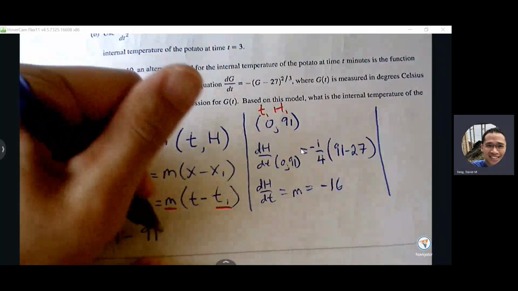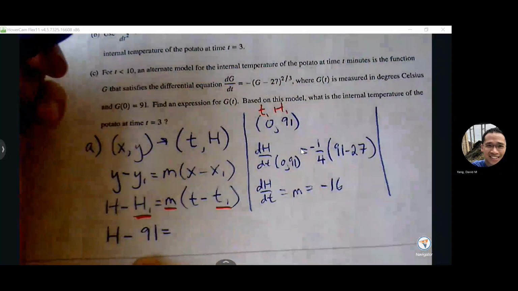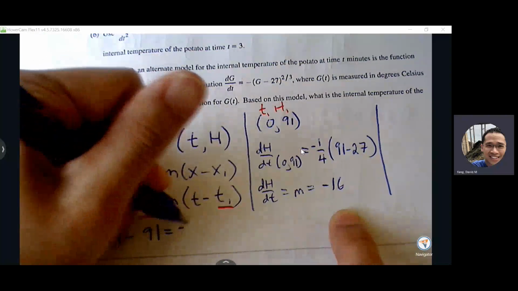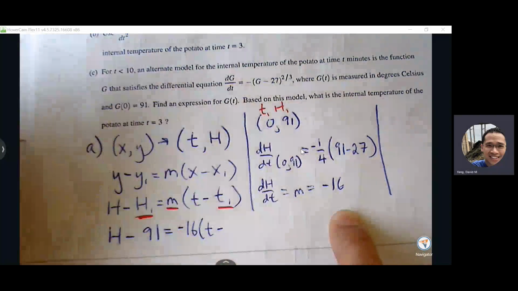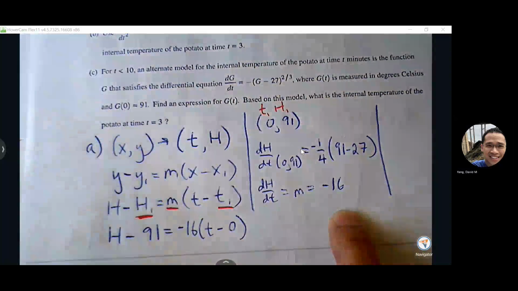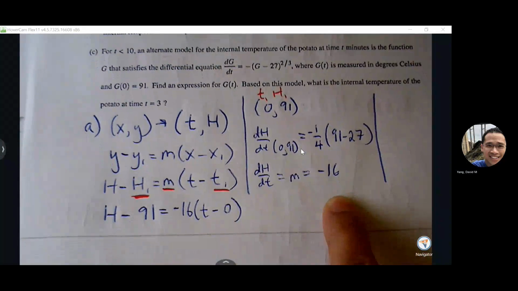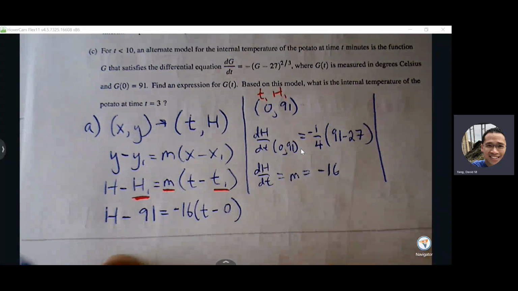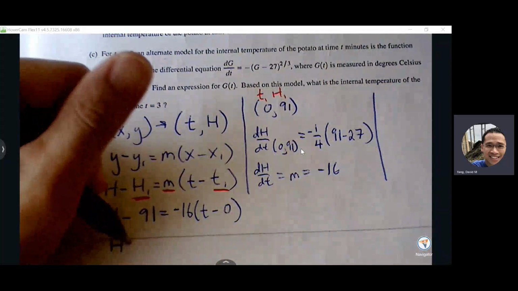91 is equal to -16 e minus 0. Instead of solving for y, we're going to solve for h. Let's get h by itself.